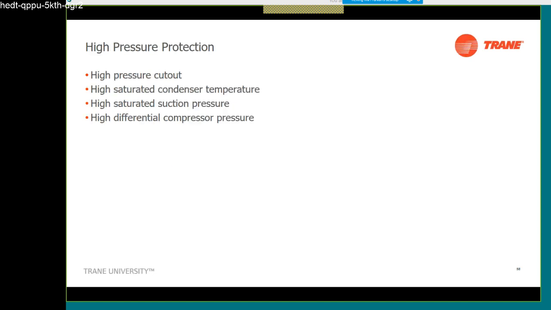High pressure protections. We're looking at the high pressure cutout. We're looking at high saturated condenser temperatures. We're looking at high saturated suction pressure, and we're looking at high differential compressor pressure.